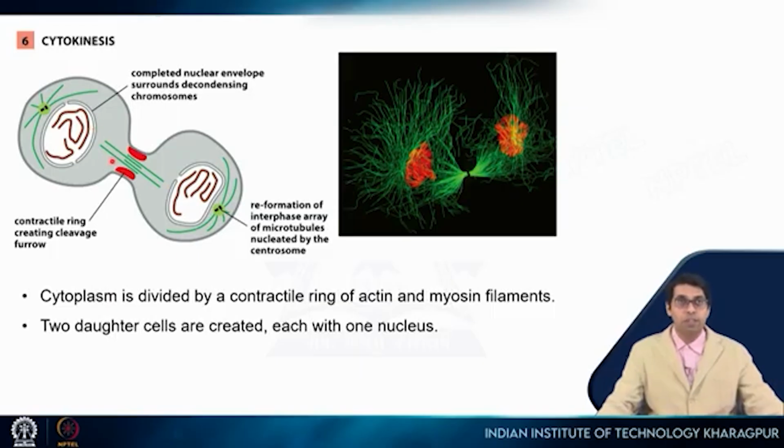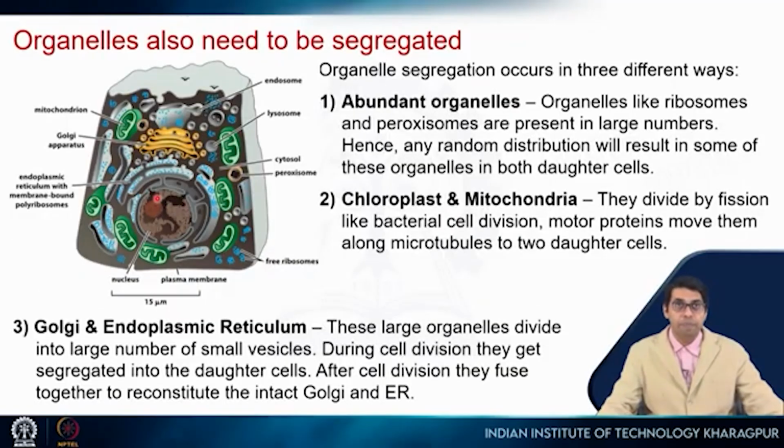Now remember that what we have done here so far is we have looked at the division of the genetic material, or segregation of the genetic material. But there are other cellular organelles which are also present and they also have to be efficiently divided into the two daughter cells. So that is done by these three different mechanisms.